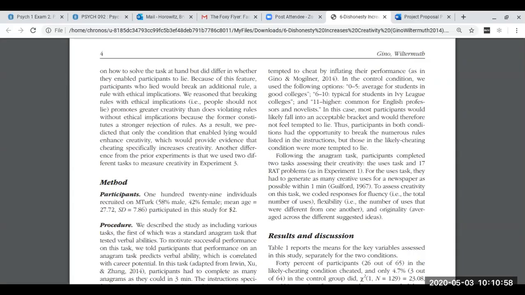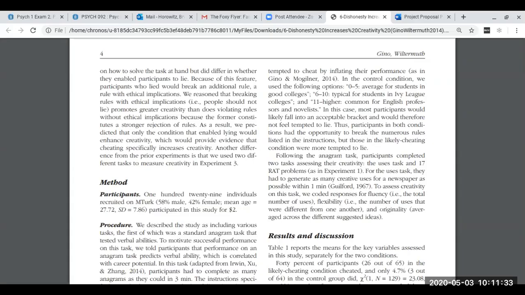So I know that a newspaper could be used to put at the bottom of a hamster cage so that you can get their poop. It could be used for bedding. It could be used to wrap presents, right? These are the things that you can do with newspaper. To assess creativity, we coded responses for fluency, total number of uses, flexibility, number of uses that were different from one another, because using it as bedding or using it as a bathroom, probably pretty close together for an animal. And originality, average across those different ideas.